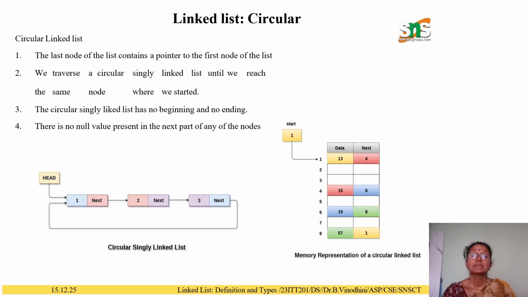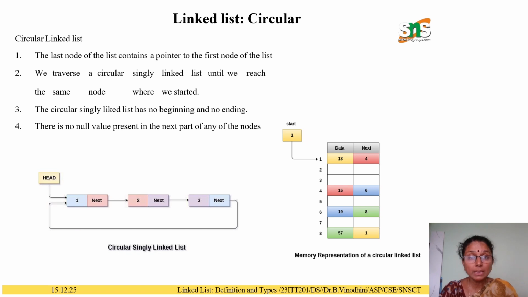Next is a circular linked list. In the circular linked list, the last node of the list contains a pointer to the first element. This representation shows a list containing 1, 2, 3, where the next part of 3 contains the address of 1. For all linked lists we have the head structure. The head node contains only the address field that points to the first element. So through the head only we can traverse and find the list in memory.